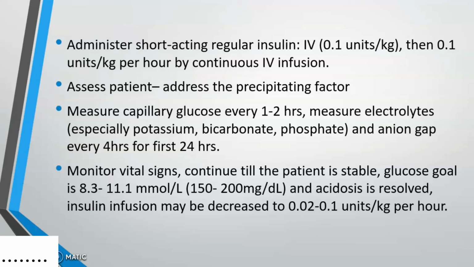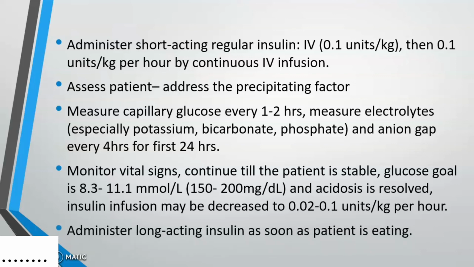Now, our glucose goal is 8.3 to 11.1 millimole per liter, and also the resolution of acidosis. Once this occurs, insulin infusion may be decreased to 0.02 to 0.1 units per kg per hour. Now, as soon as the patient starts eating, a long-acting insulin should be administered.